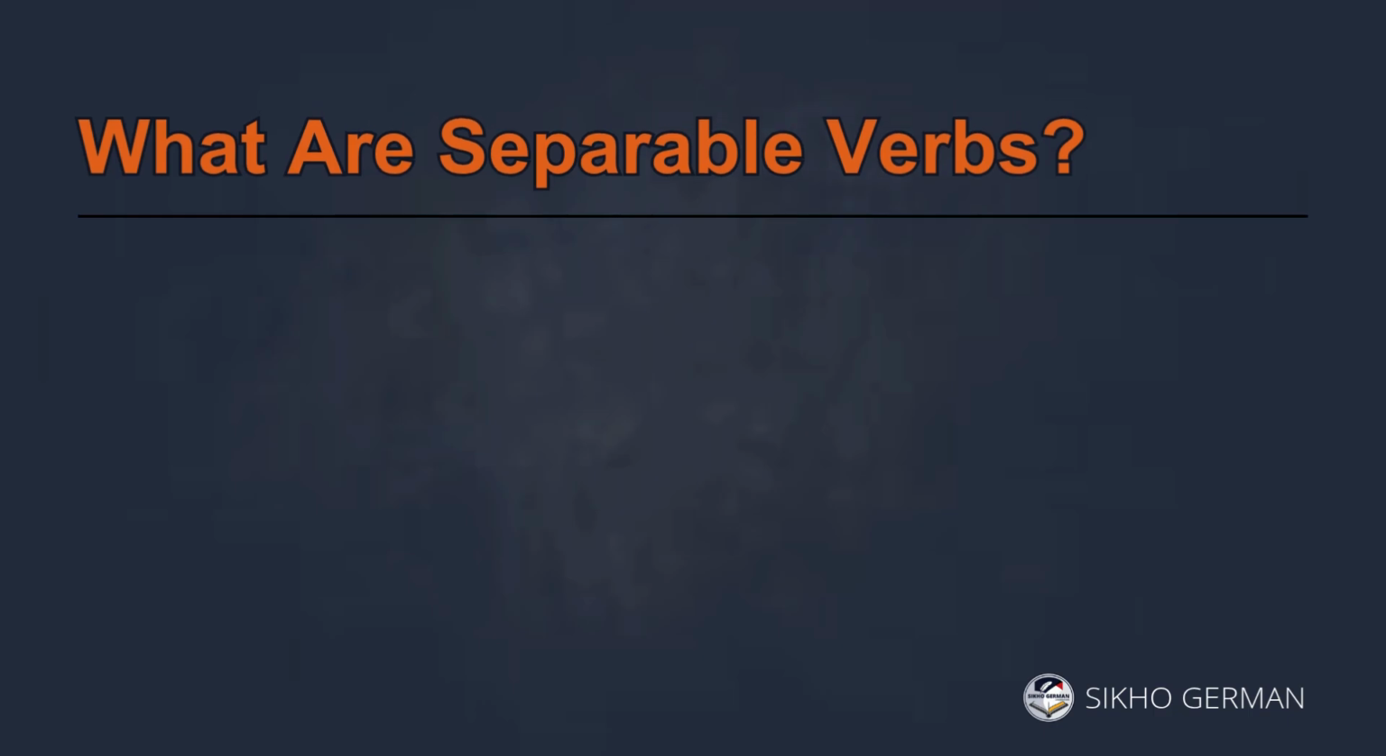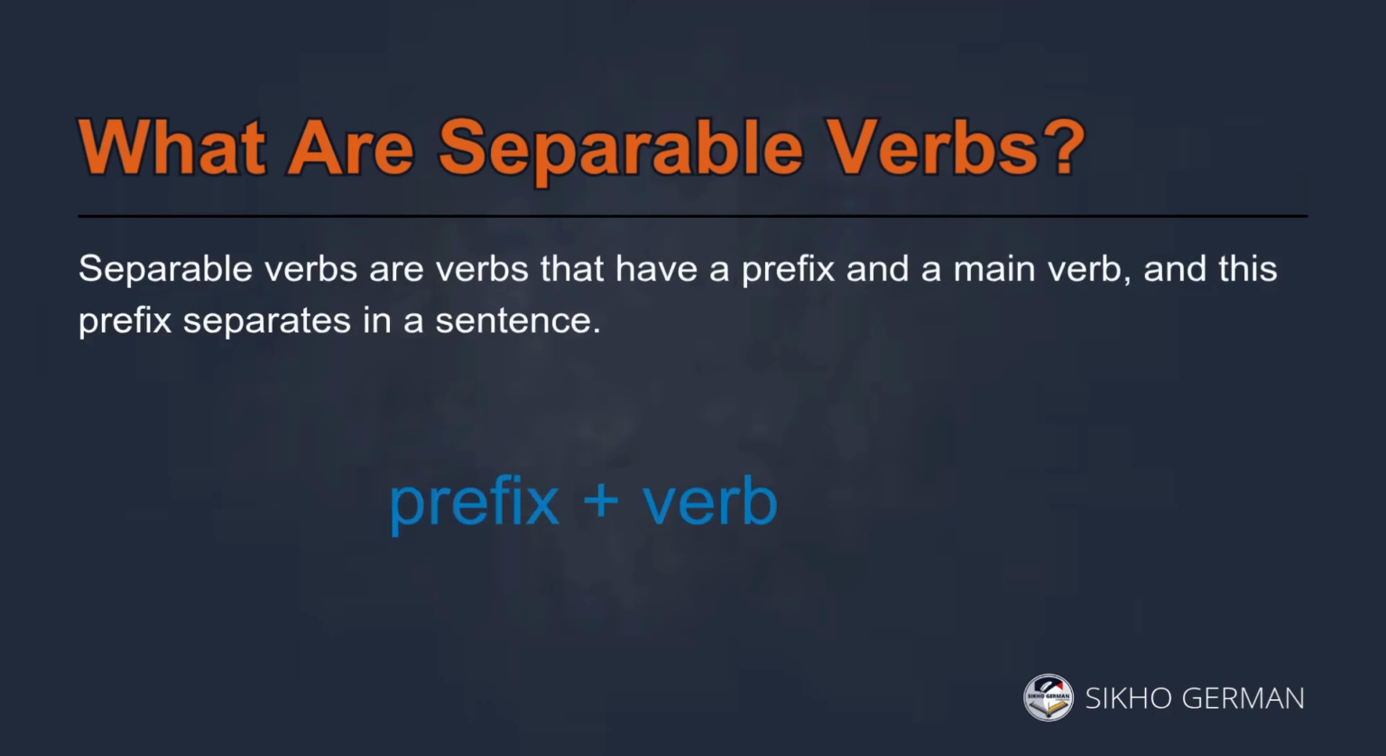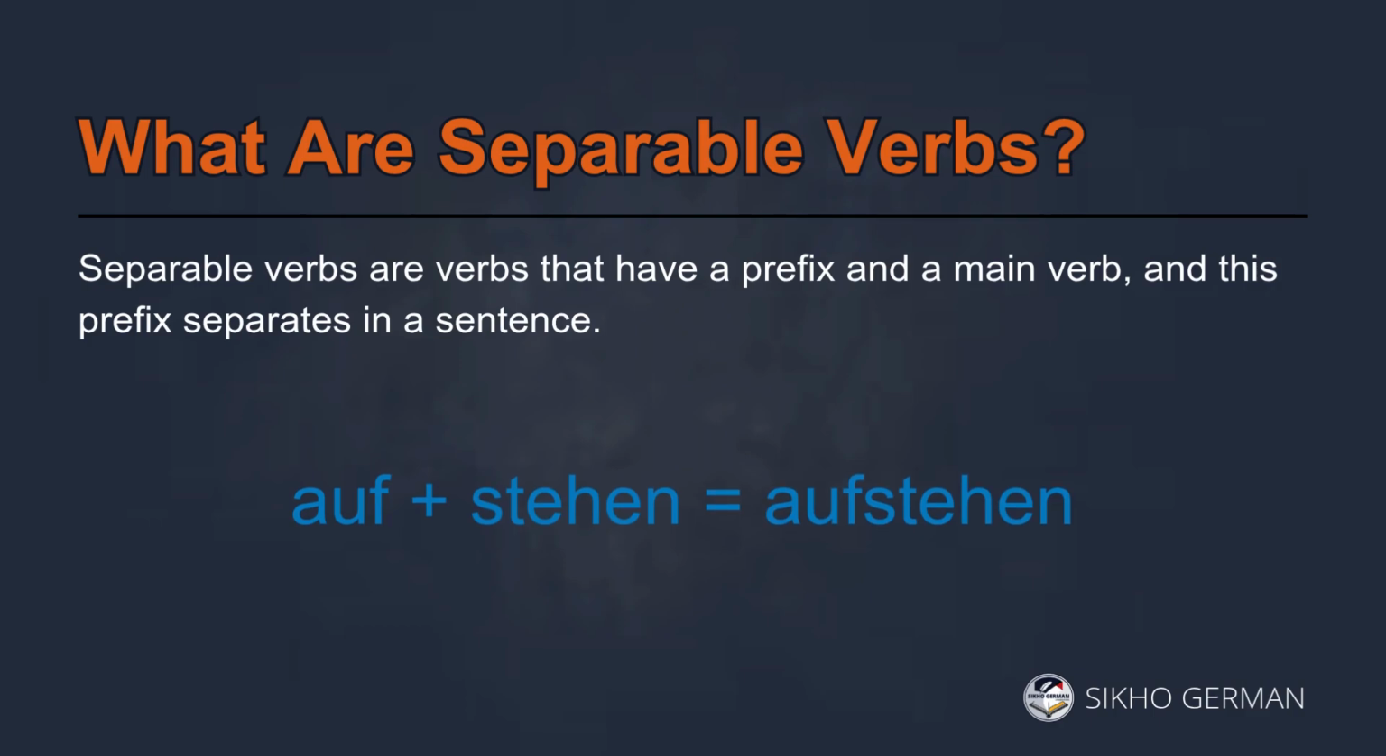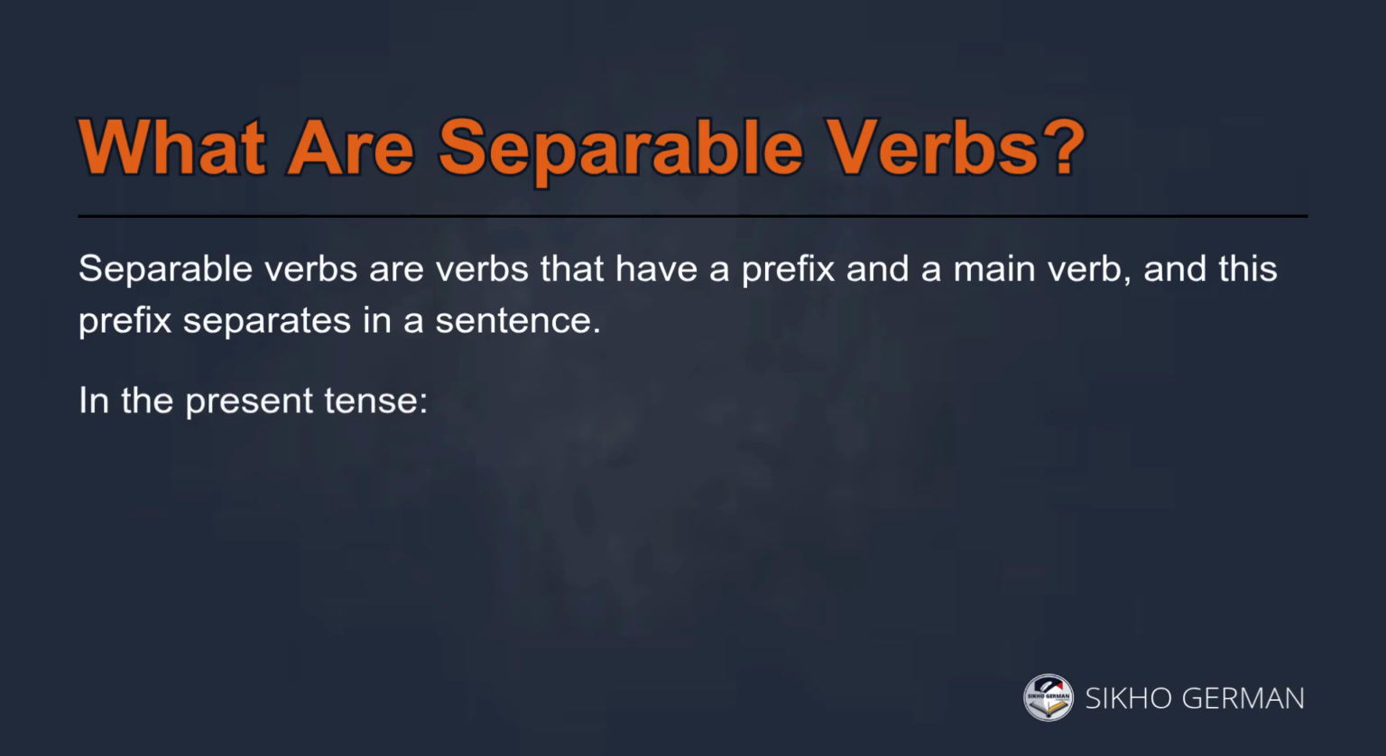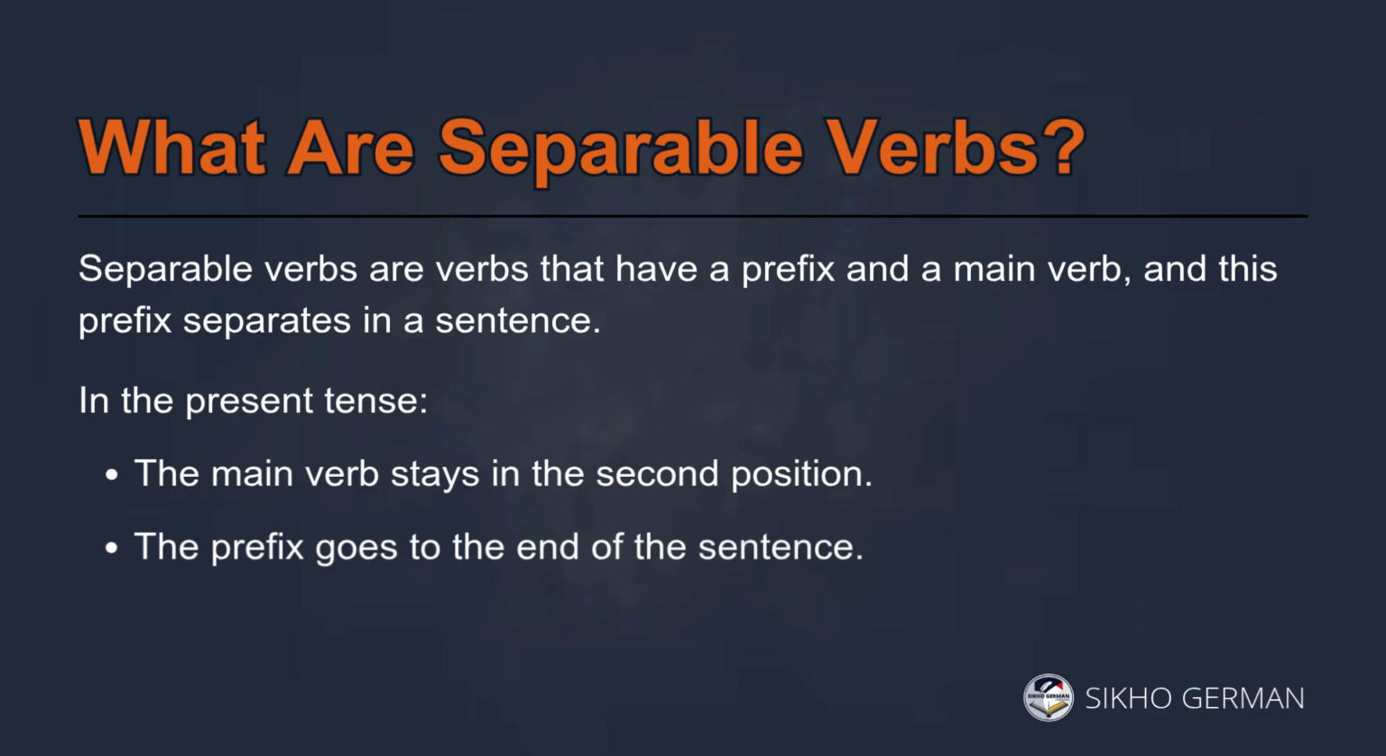First, what are separable verbs? Separable verbs are verbs that are made of two parts, a prefix and a main verb. Think of it as Lego blocks snapped together. For example, the prefix auf plus the verb stehen creates the new verb aufstehen. But here's the trick. In a normal present tense sentence, this prefix separates from the main verb. The rule is simple. The main verb stays in the second position and gets conjugated, and the prefix goes all the way to the very end.